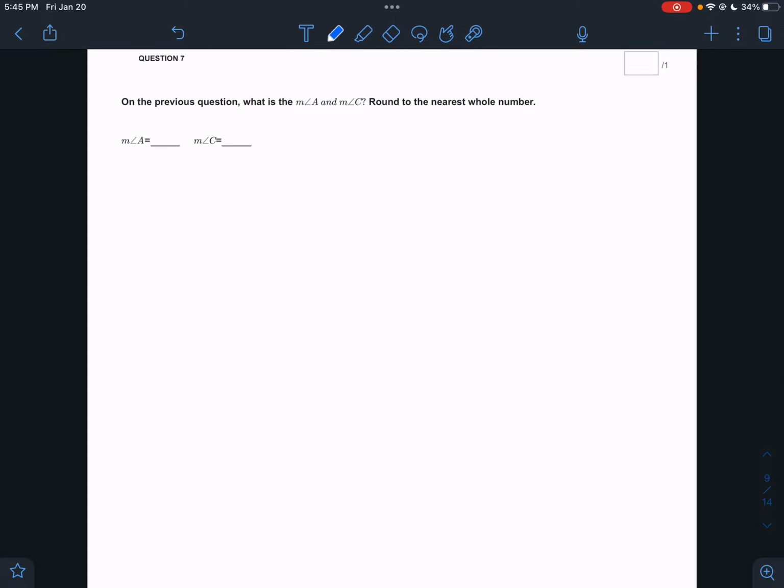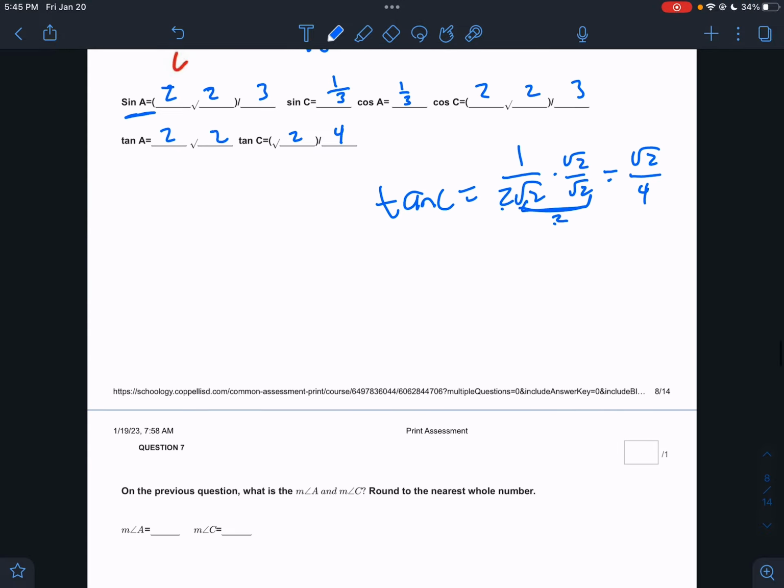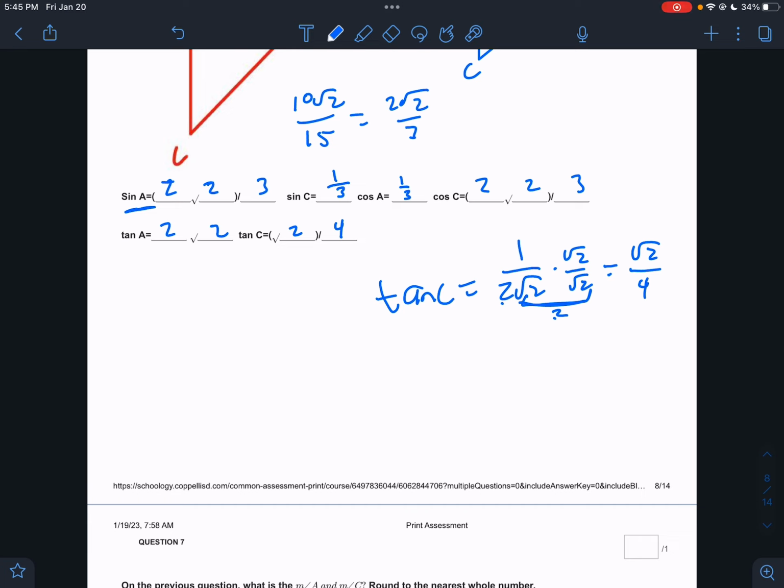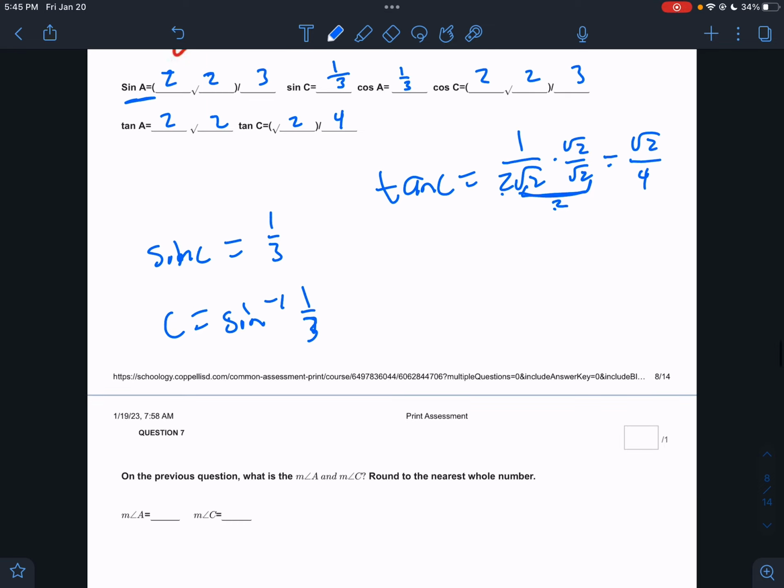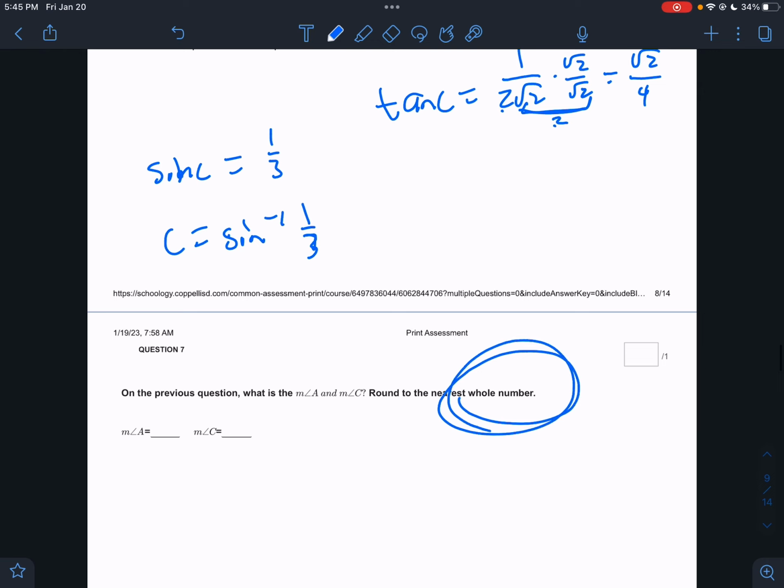On the previous question, what is the measure of angle A and the measure of angle C? I can use any one of these. I have lots of choices. For angle A and C, I'm going to use these. Those look like the easiest ones to type in, but I could do any of these. It's going to be inverse sine and inverse cosine. So if the sine of C is 1/3, then C is going to be the inverse sine of 1/3. So inverse sine 1/3, and it says round to the nearest whole number, would be 19.